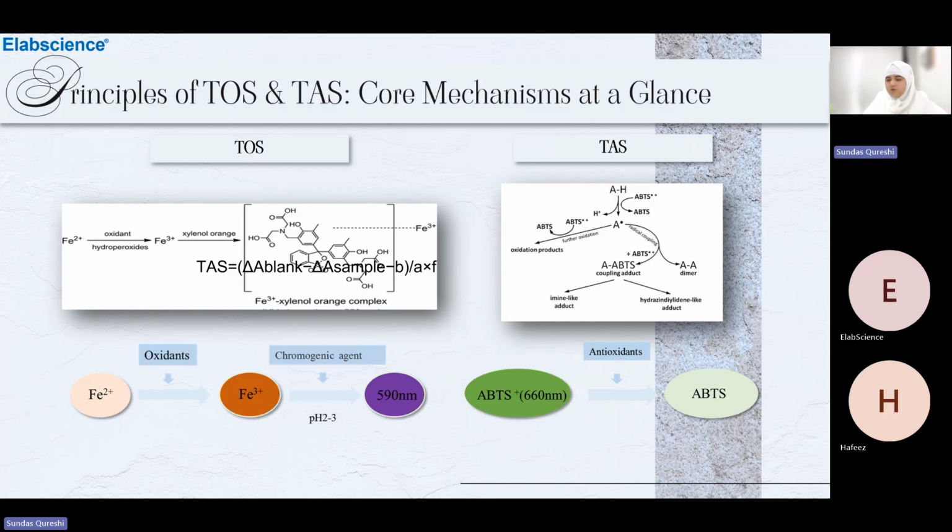You can measure the absorbance at around 660 nanometers here, or 670, and then we can determine overall antioxidant strength. There is another vitamin E analog, which is Trolox. It is used as a reference standard to give us a consistent comparison. Then these two assays, TOS and TAS, provide us a complementary view of the redox balance.